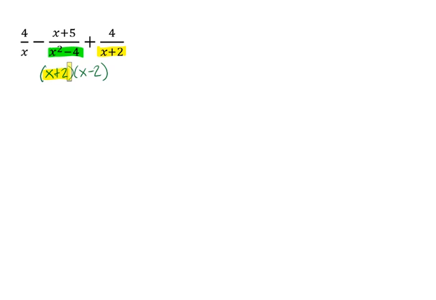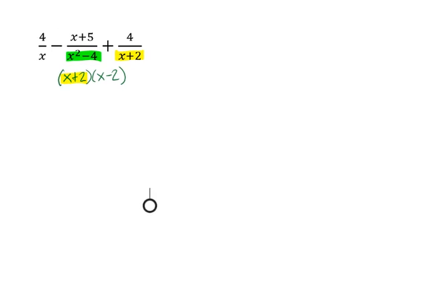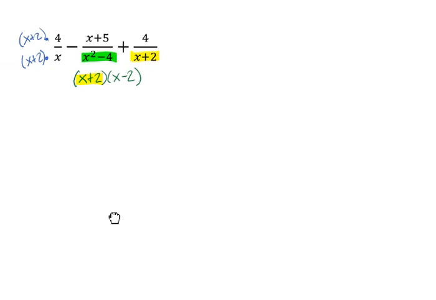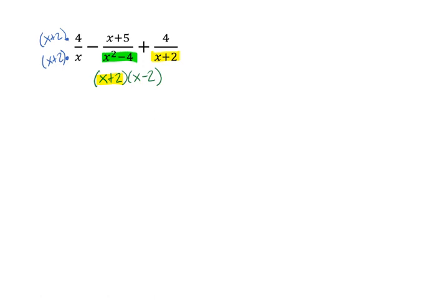So if we're going to get a common denominator, the first thing we want to do is take a look at this first denominator and decide what it is missing that the others have. Well, clearly, the other two denominators have an x plus 2. So we're going to want to multiply both the denominator and the numerator by x plus 2. But we see that the second denominator has an x minus 2, and the first fraction doesn't have that. So we're going to multiply our second fraction by x minus 2 as well.